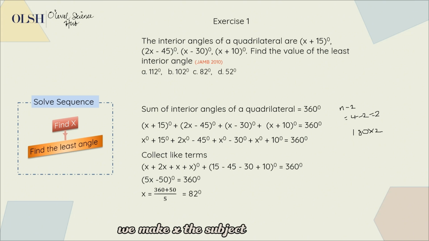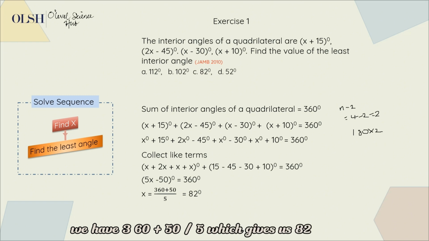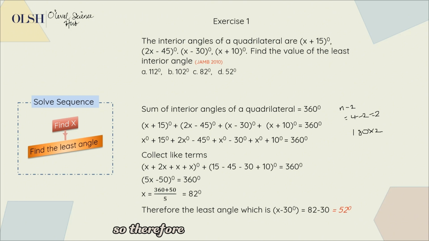We make x the subject of formula. We have (360 plus 50) divided by 5, which gives us 82 degrees. So therefore, if our x is 82 degrees, the least angle will obviously be the angle that 30 is subtracted from, because every other one, we have x plus 15, then we also have x plus 10.